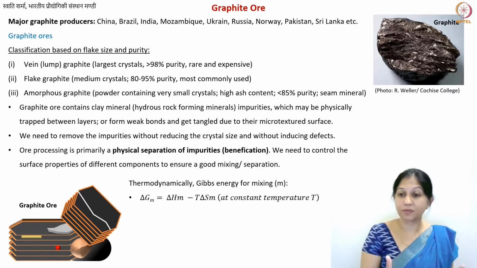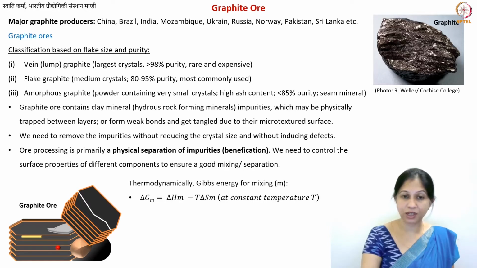Separation is the opposite of mixing. So if you want to consider the enthalpy of a certain reaction, let's say this is a mixing reaction, the opposite of it would be separation. So your delta G, or the Gibbs free energy of mixing, will be equal to delta H minus T delta S. I have not written the delta T term because we are doing this at constant temperature.